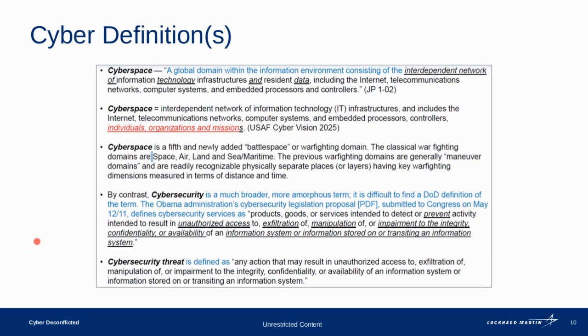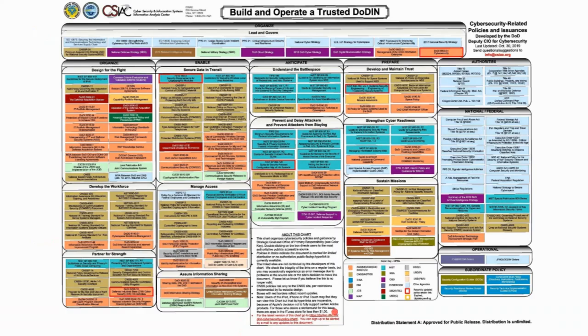This is the environment that we analyzed, doing some taxonomic analysis and then looking at the semantic ontology of this. All these different definitions, and go to the CSIAC, is how to build and operate a trusted DoD. And this is kind of a painful chart to look at, because when you look at all of these different policies and procedures, you can see how different groups, different people would take different perspectives on each of this. So this is the environment that the DoD currently has.